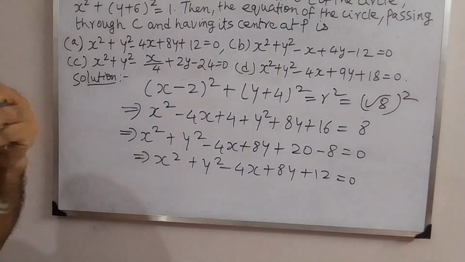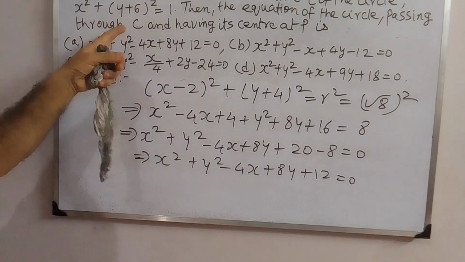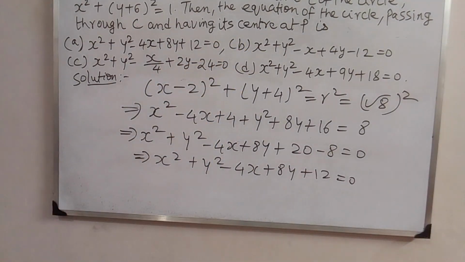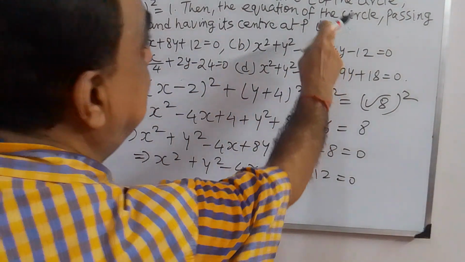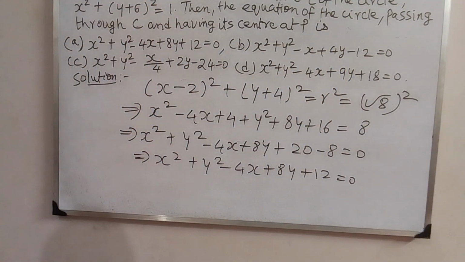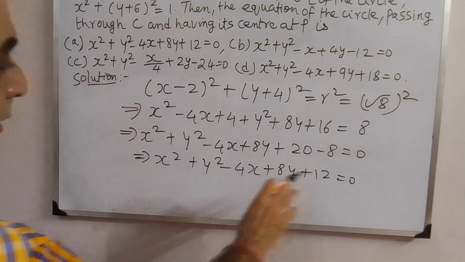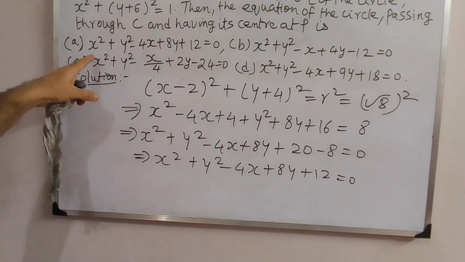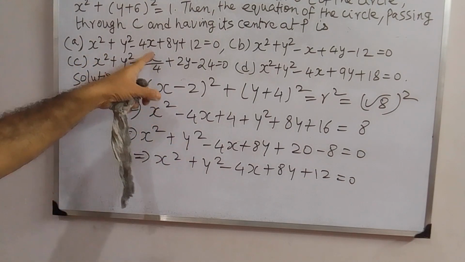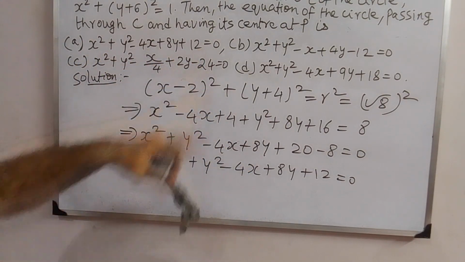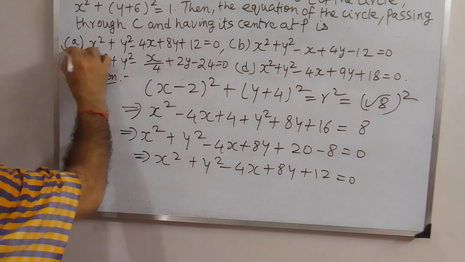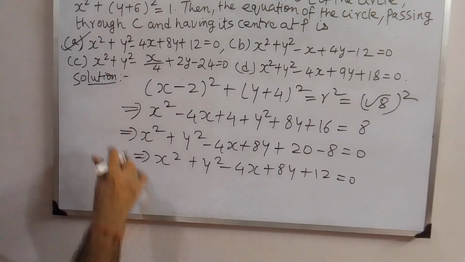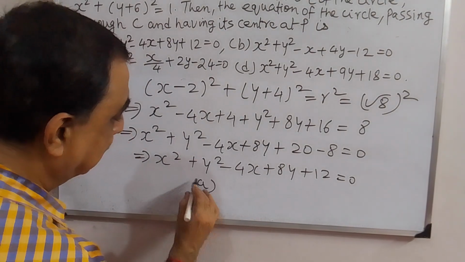So that is the equation of the circle whose center is at the point P and which is passing through the point C. So this is the required equation. Now check with the given options. So here A: x squared plus y squared minus 4x plus 8y plus 12. So A matches our answer. So A is the correct answer.